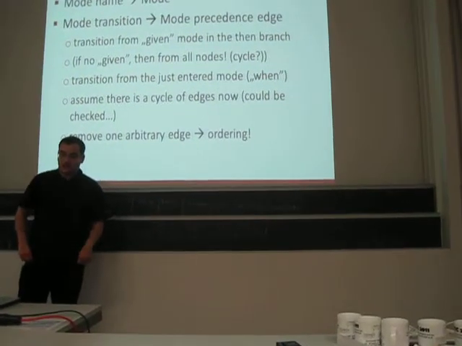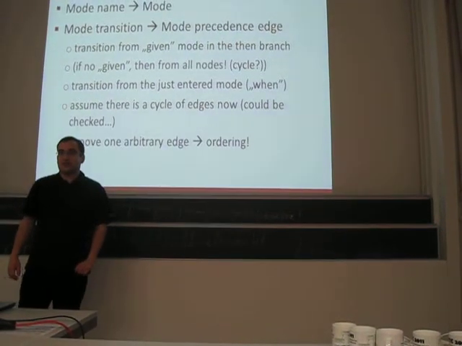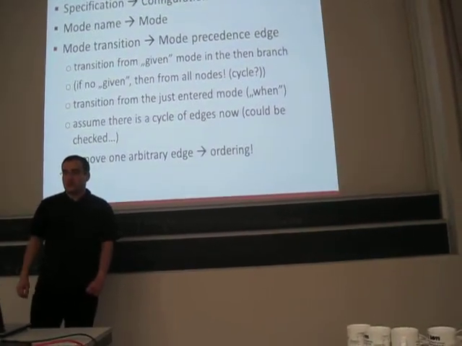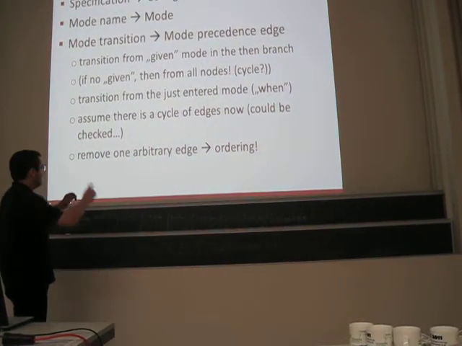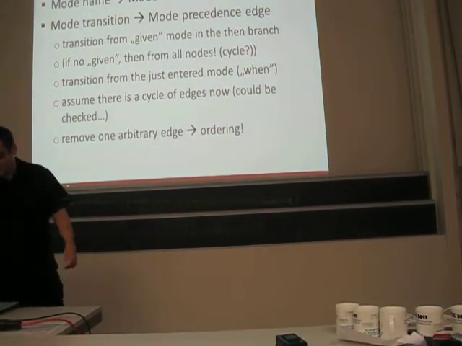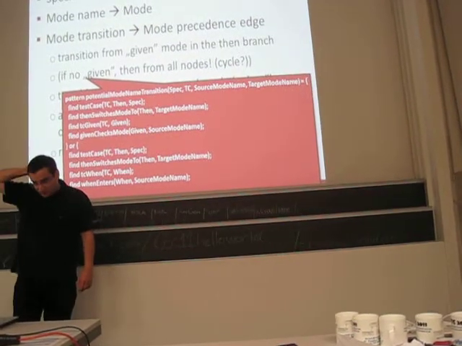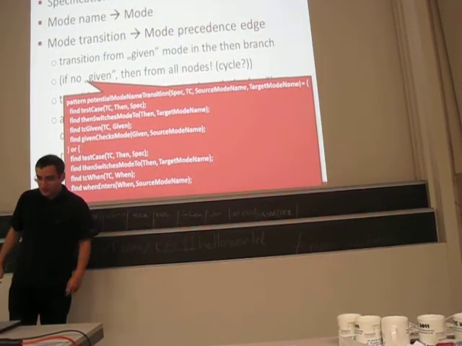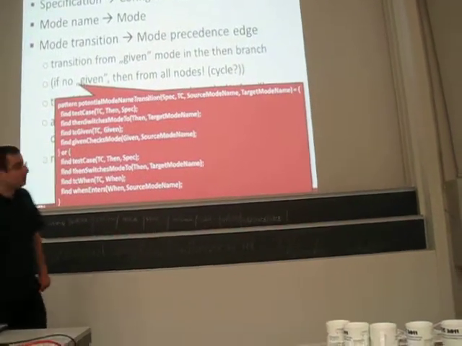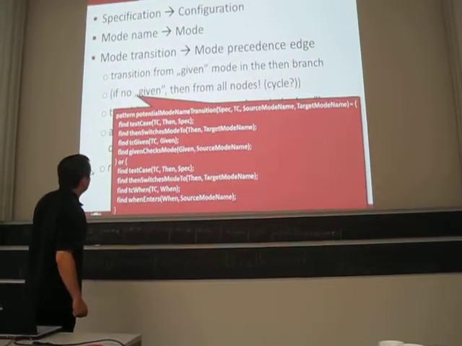And then, assuming that there's a cycle now, I select one arbitrary edge and delete it, except if there's no such ordering edge, because there's only one mode. And if I delete one edge of this cycle, then I have an ordering. So that was my strategy. And this is how one part of it looks in Viatra. So that's how I try to guess if there's a potential transition between two modes.